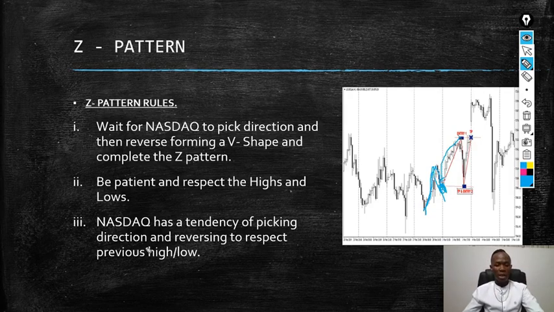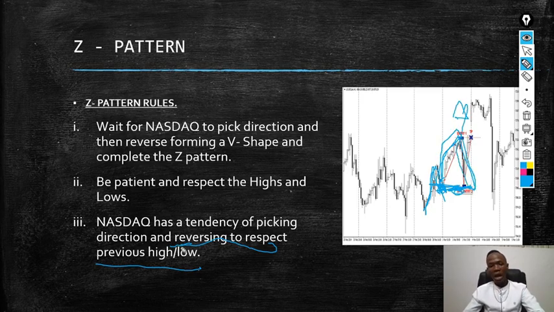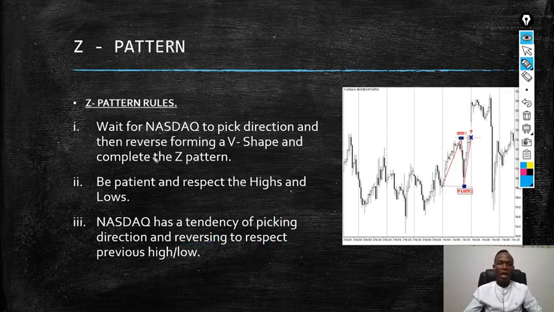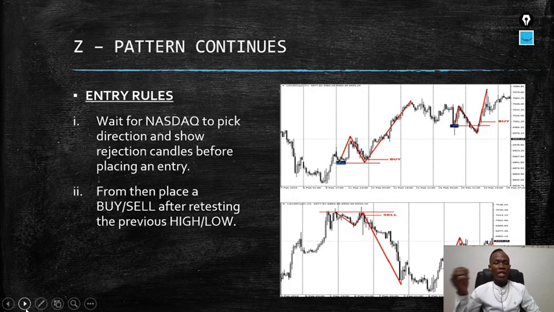And then the rule says this: NASDAQ has a tendency of picking a direction and reversing to respect the previous low or high. In this instance, the market pushed to the upside, came back to respect what? The previous low. And then it completed our V shape to impulse to the upside, completing our Z pattern. I hope that makes sense. So these are just the basic rules. Let's jump to another slide. That pattern continues in this instance.